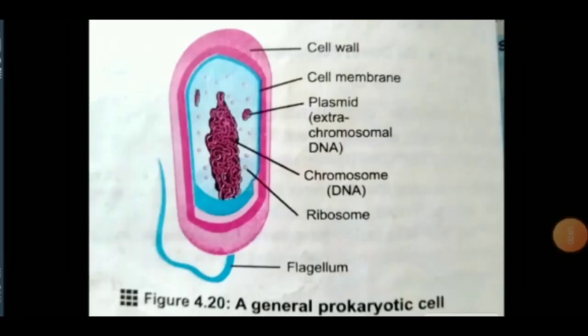This is the diagram of a general prokaryotic cell. And you can clearly see the different parts of a prokaryotic cell that includes cell wall, cell membrane, plasmid, chromosome, ribosome, and a flagellum.